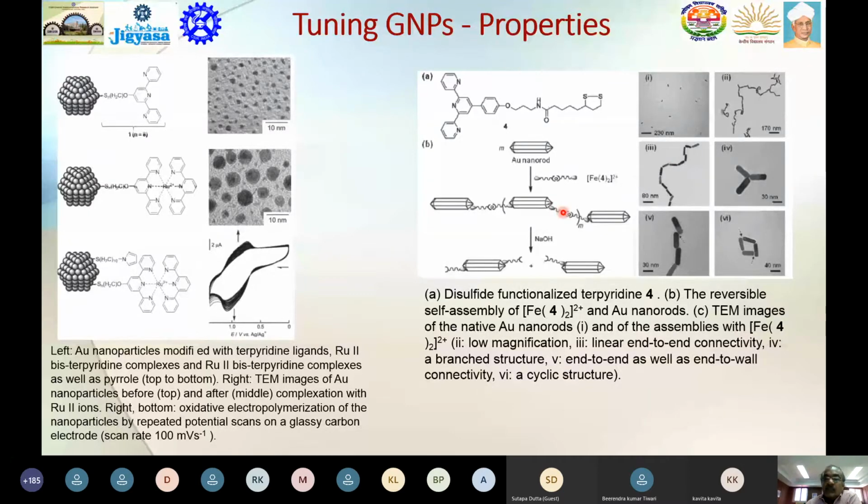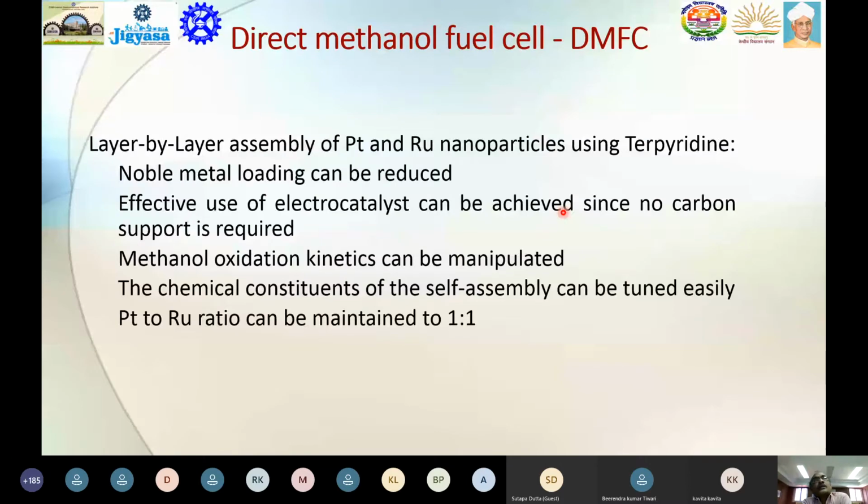So this is one of the examples. Another example where we can try to use this in a lab like ours, we work mainly on electrochemistry, right? And we work on fuel cells and batteries, right? One of the applications where we can think of this as a self-assembled structure would be direct methanol fuel cells.